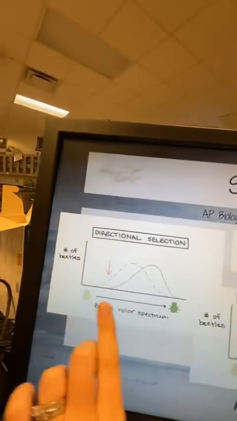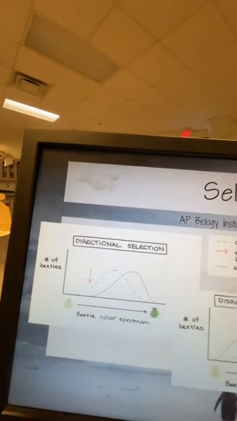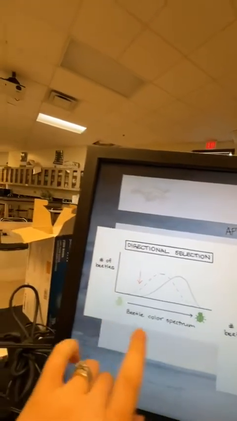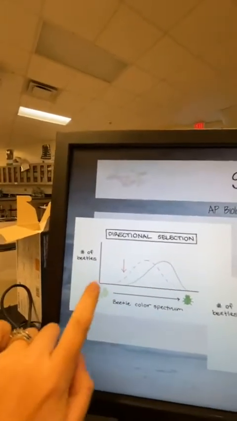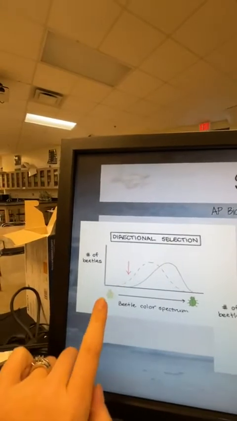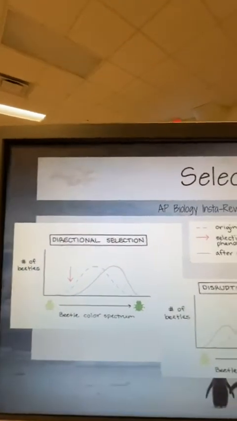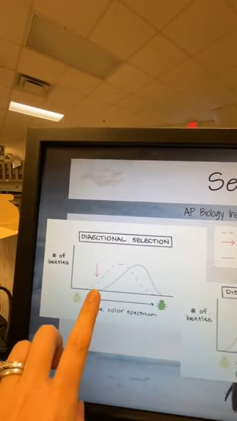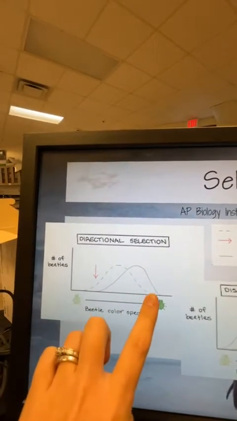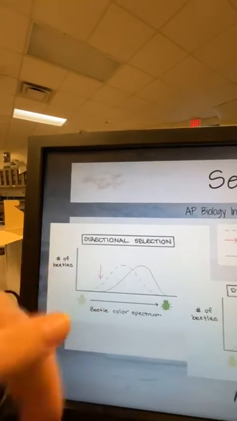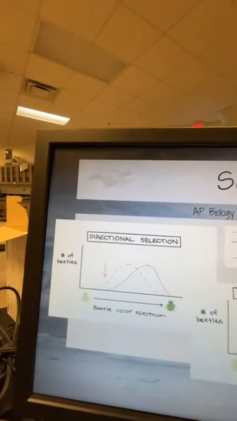So we're going to move in a direction. So we move from one to the other. Okay, so here you see, this is looking at beetles, but you'll start out with a lighter color and they become a darker color. So we moved in a direction. And FYI, the little dotted line is your original population. The solid line is after selection, and the red is showing which one was selected against.